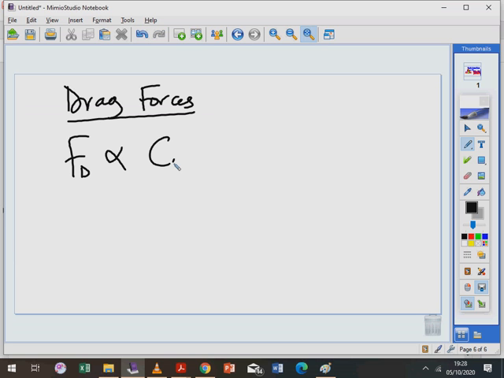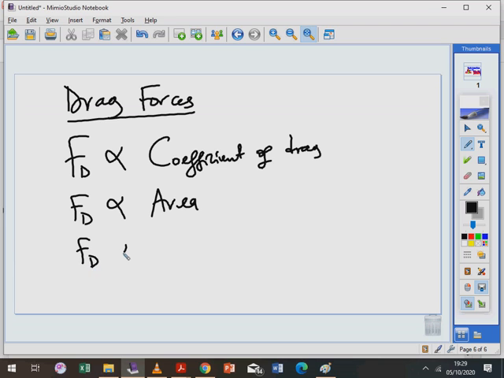The drag force is proportional to the coefficient of drag, because different fluids will have different coefficients of drag. Think of it as a coefficient of friction for fluids. The drag force will also be proportional to the area of the object that's falling, because a big area will experience a bigger drag force than a smaller area that's falling.